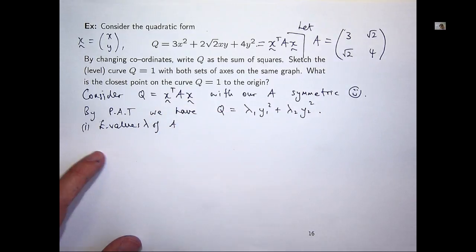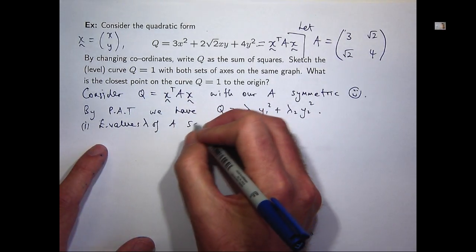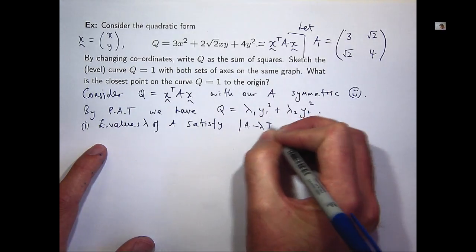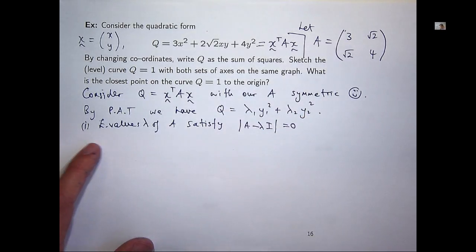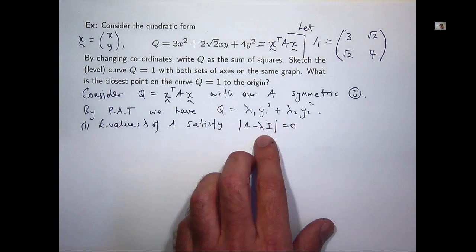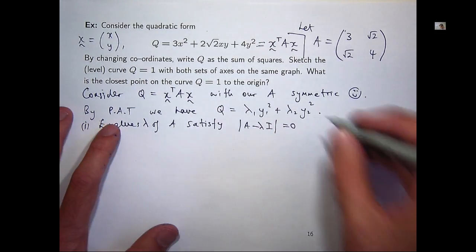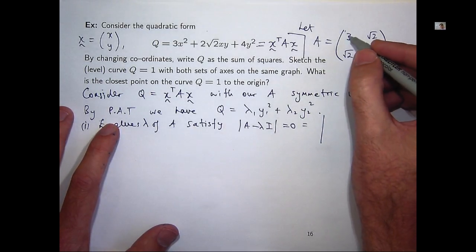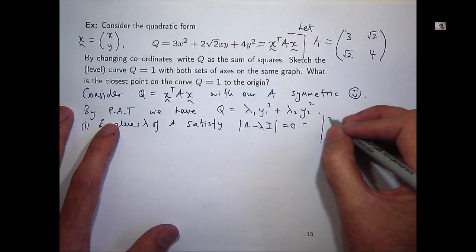So eigenvalues, lambda of A, satisfy the following. It's the determinant of A minus lambda I equals 0. So I want to solve this and find the values of lambda that satisfy this equation. Okay, well, A minus lambda I, so I'm going to get 3 minus lambda and 4 minus lambda down the diagonal.